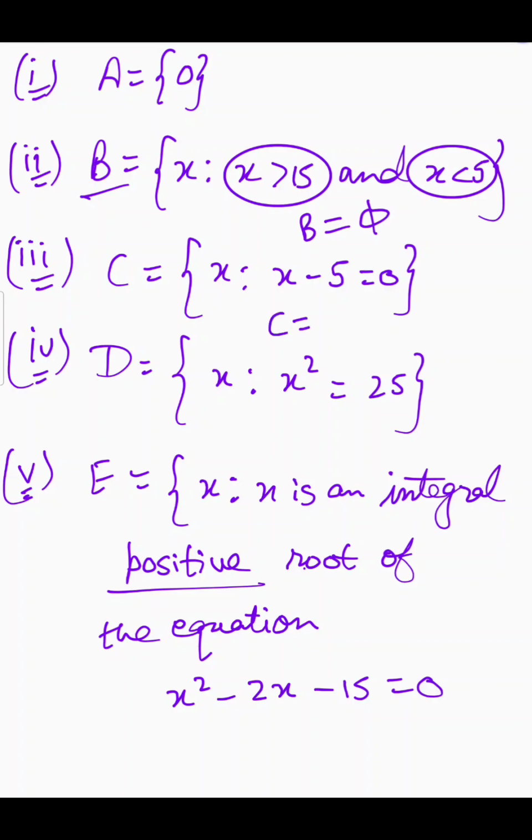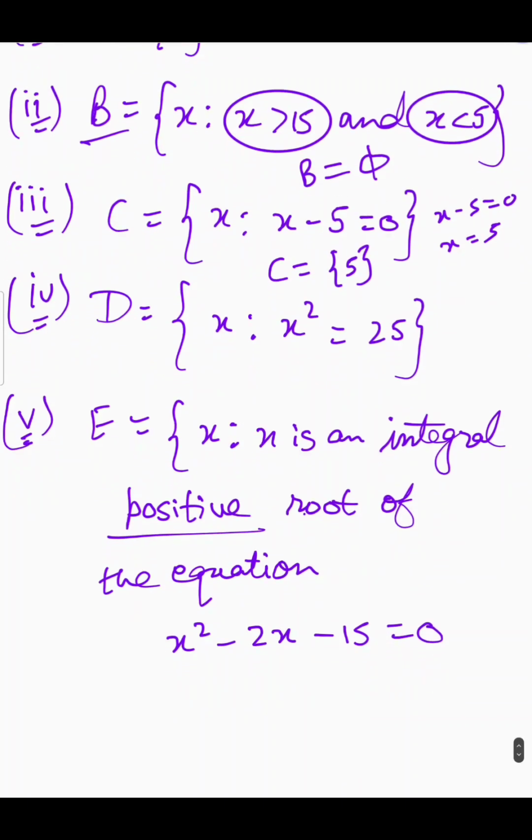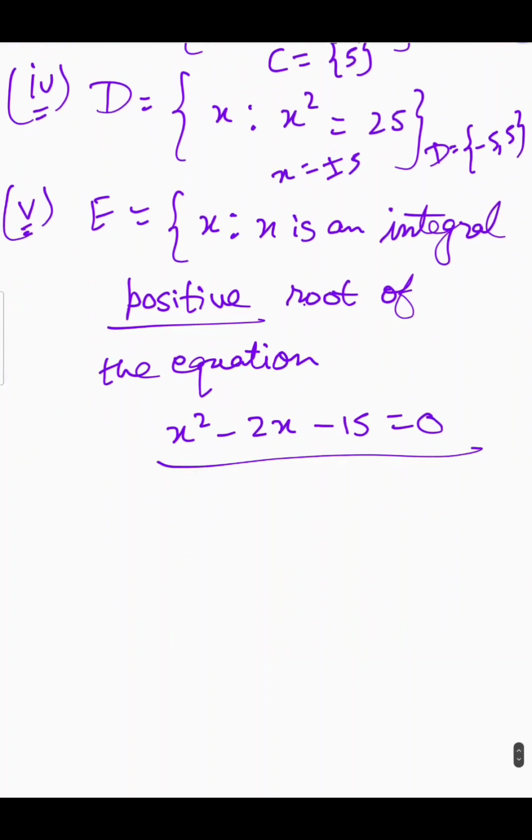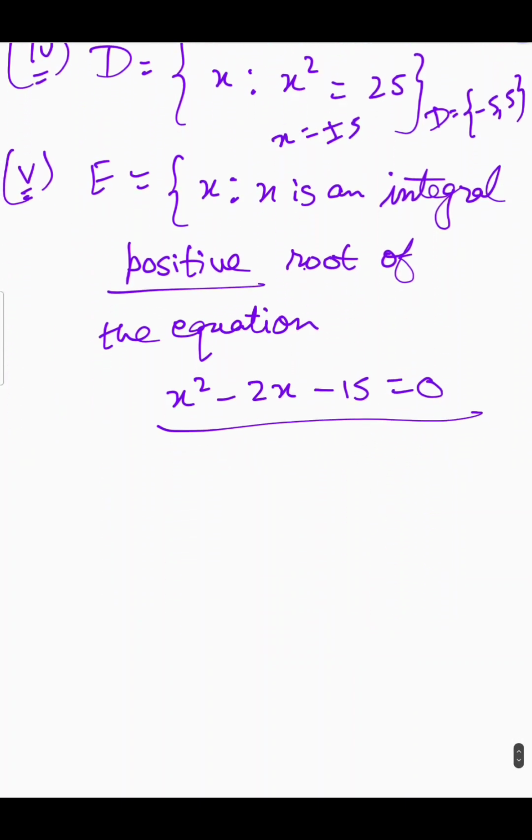Next is C. What will be C? x minus 5 is equal to 0 means x is equal to 5. So, C is a singleton set having 5. Now, D. D, x square is 25, means x is equal to plus minus 5. That means D will be minus 5 and plus 5. What will be E? This is the equation that you have to solve.